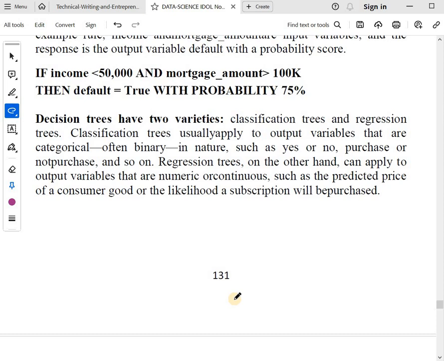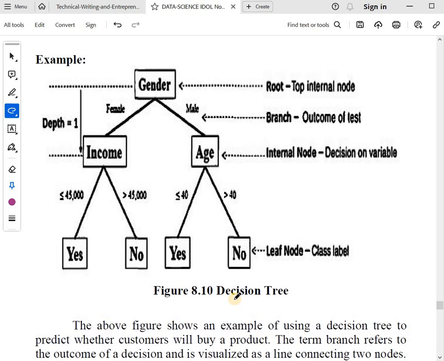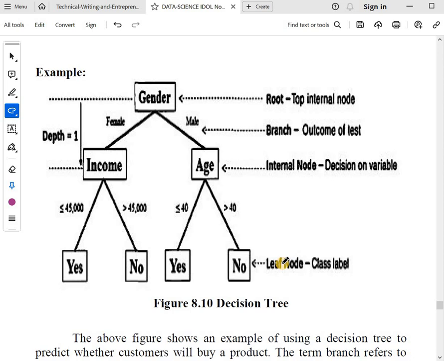Regression trees can apply to output variables that are numerical or continuous in nature. So maybe they have a likelihood that the subscription will be purchased. So not just saying purchased or not purchased, but what is the likelihood of purchase, or what is the price of a particular good. When you have to predict such things, you can use regression trees. Let us see an example over here and understand some aspects of it. The node which has no parent is called the root node, also called the top internal node. It has branches coming out of it.